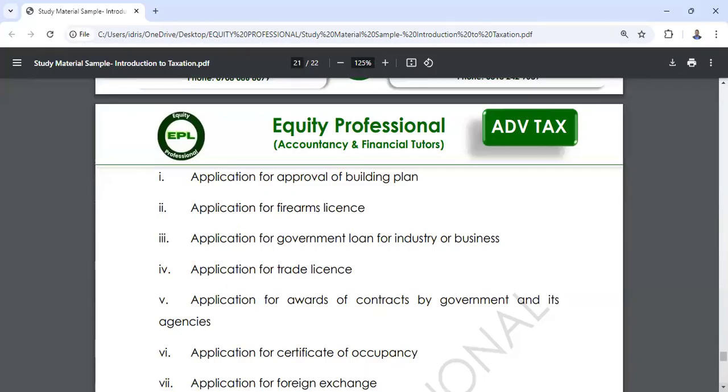Application for a firearms license. You want to collect a gun, firearms. You want to apply for a license for a gun. They will ask for your tax clearance certificate. Application for a government loan. You want to apply for a government loan, like a loan from the Bank of Industry. They will ask for your tax clearance certificate. Application for award of a government contract. You want to bid for a government contract. You want government to give you a contract. They will ask for your tax clearance certificate.